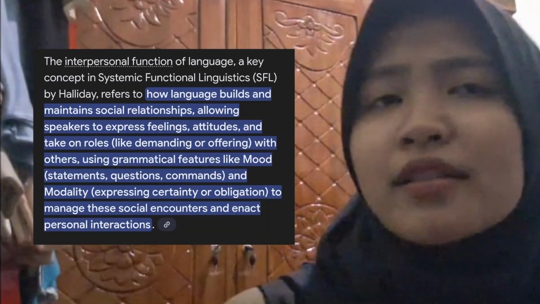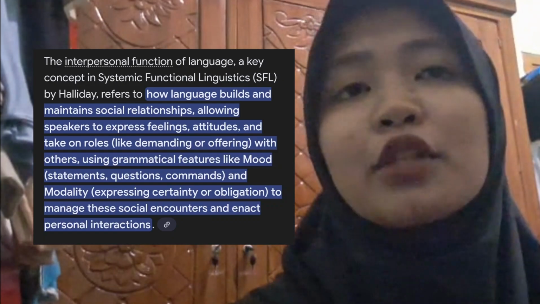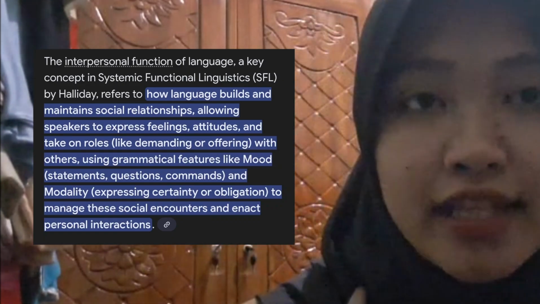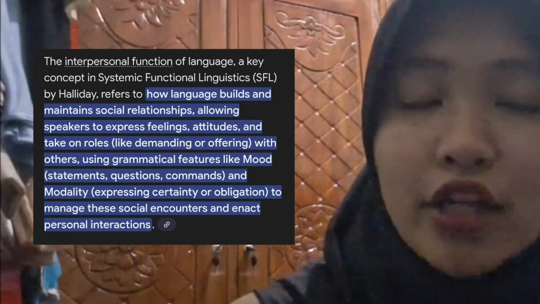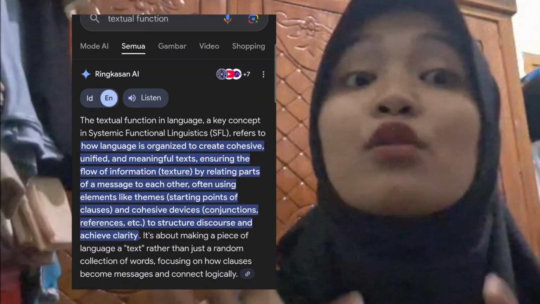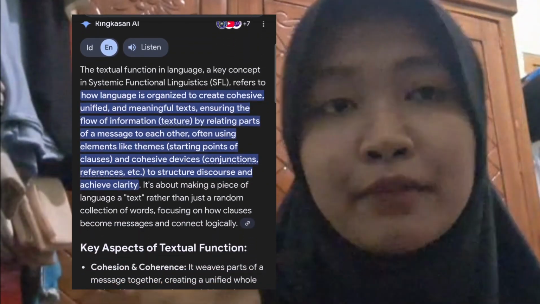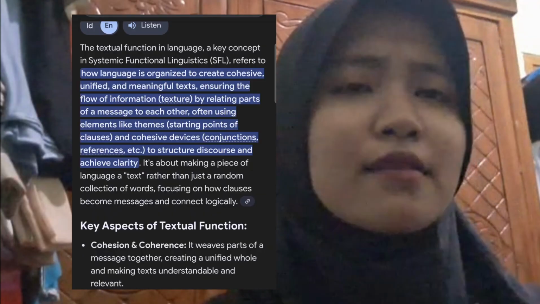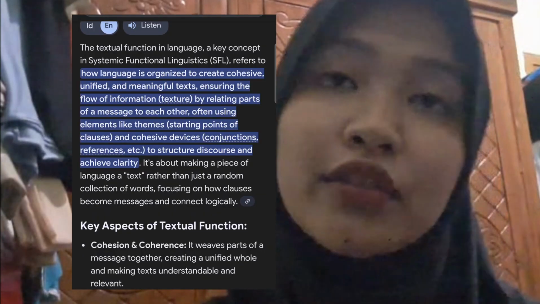The second one is the interpersonal function. It is about interaction, how speakers express attitudes, give opinions, ask questions, and even build relationships with others when they speak. The third one is the textual function, which helps organize language into coherent and meaningful text so that the message flows smoothly. From these three functions, we get important analytical tools in SFL such as theme, mood, transitivity, and stratification.